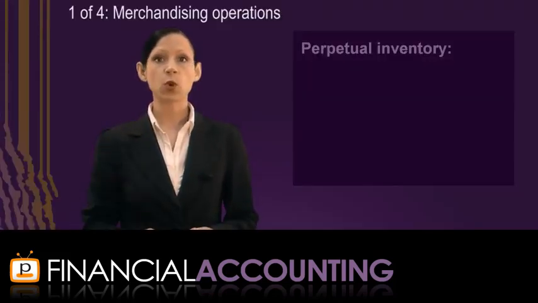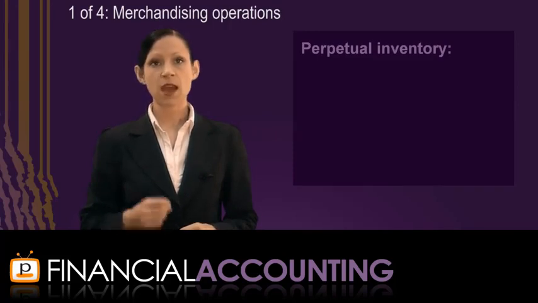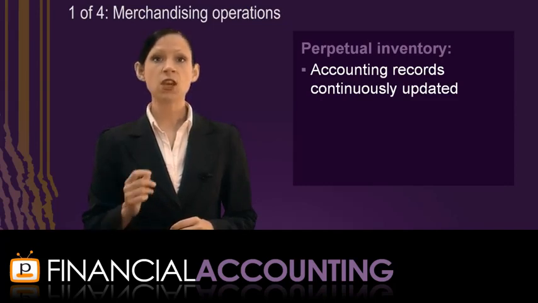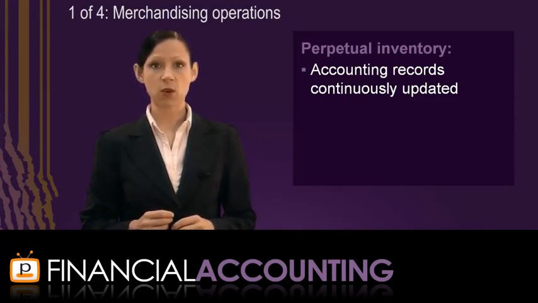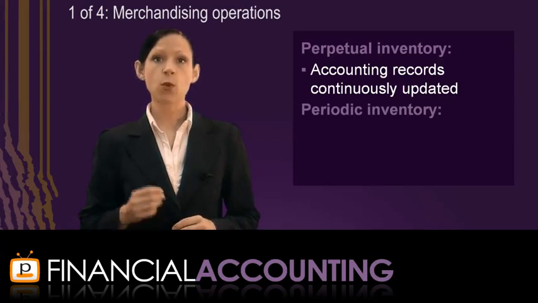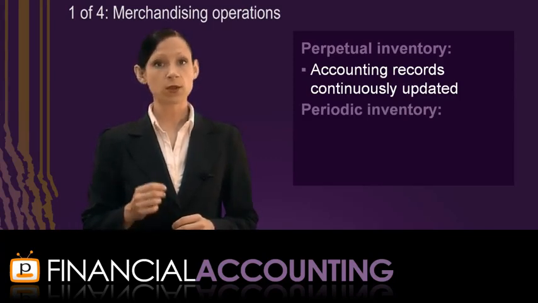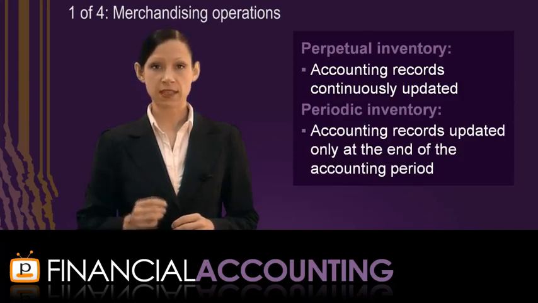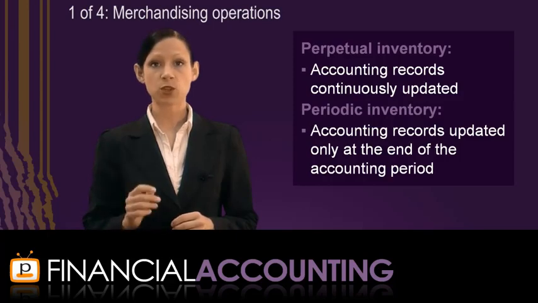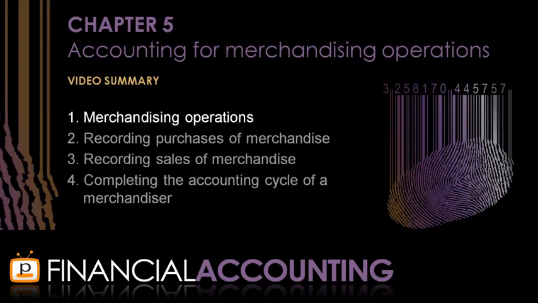Now there are two ways we can record the purchase and sale of merchandise. Under the perpetual inventory system, the accounting records are continuously updated to reflect the value of the inventory available for sale and cost of goods sold as each transaction occurs. The alternative is to use the periodic inventory system, where the value of inventory available for sale and cost of goods sold is updated only at the end of the accounting period. We're going to focus on how to record transactions under the perpetual inventory system. This brings us to our next topic, recording purchases of merchandise using the perpetual inventory system.